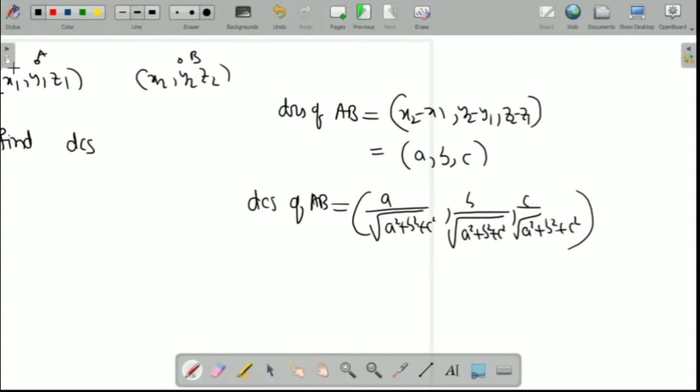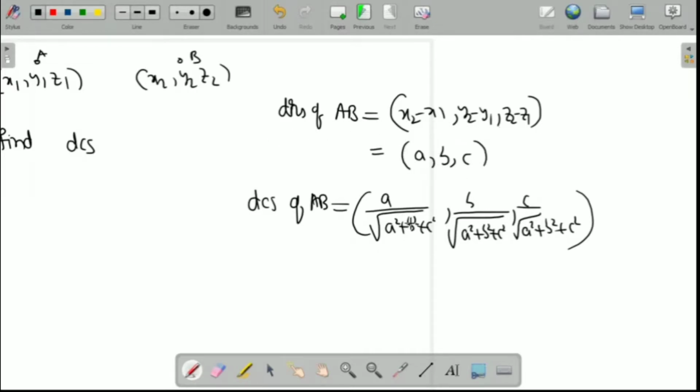When 2 points are given, we need to find DCs. So definitely we need to find DRs, direction ratios. First find direction ratios. From there, the results we got are A, B, C. Then DCs of AB can be written as A by root over A square plus B square plus C square, B by root over A square plus B square plus C square, C by root over A square plus B square plus C square, or else we can call it the magnitude.